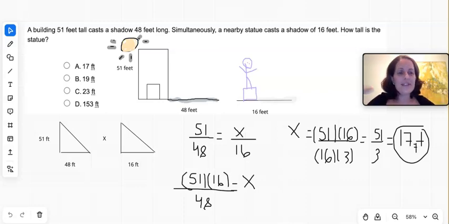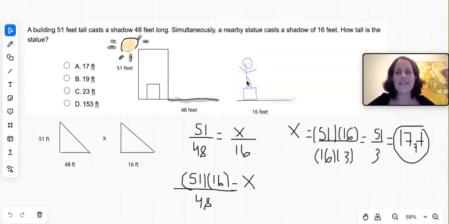So let's first understand the problem. And what I did is this little graph right here, as you can see. I have the building, which is 51 feet tall. The shadow is 48, and then you have the statue that casts a shadow of 16 feet, but we don't know how tall the statue is.